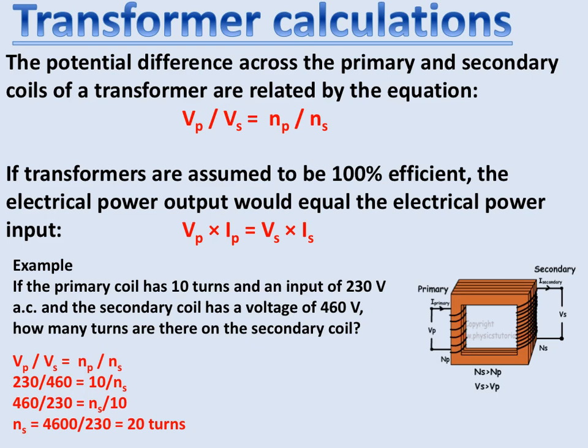So we can now apply our understanding to an example. If the primary coil has 10 turns here, and 230 volts AC, the secondary coil has a voltage of 460 volts, how many turns must it have? Because we're talking about number of turns and voltage, we're going to use this equation here. So you can see that Vp over Vs is equal to Np over Ns. So you can put those numbers in and get 230 over 460 equals 10 over Ns. We can then swap them round, and we end up getting Ns is equal to 4,600 over 230 to give us 20 turns.